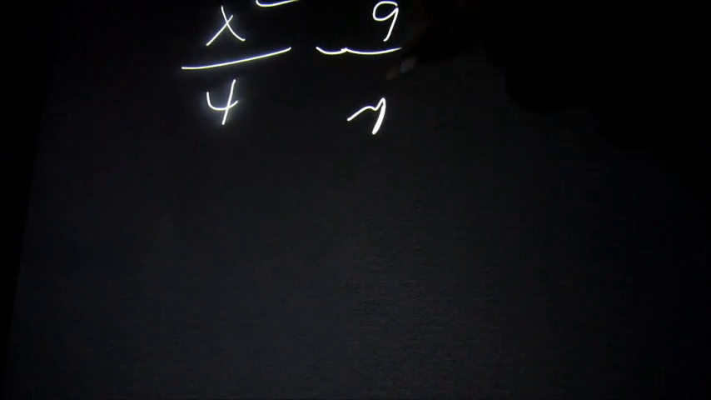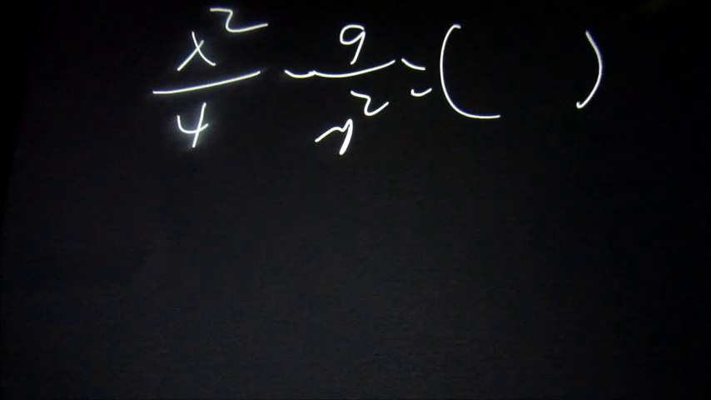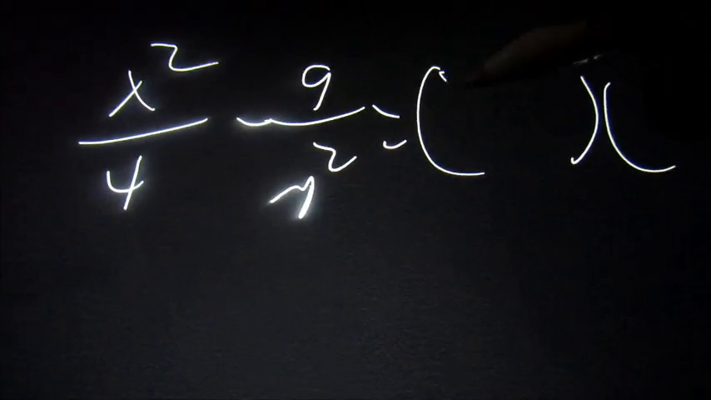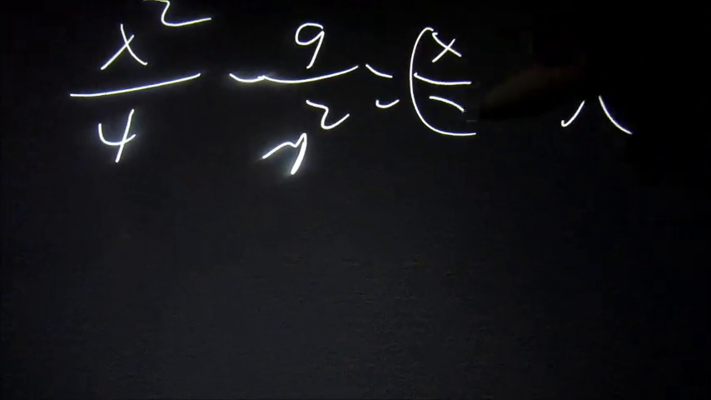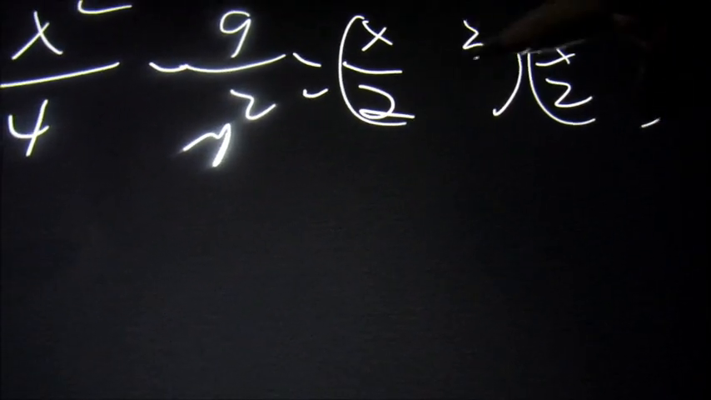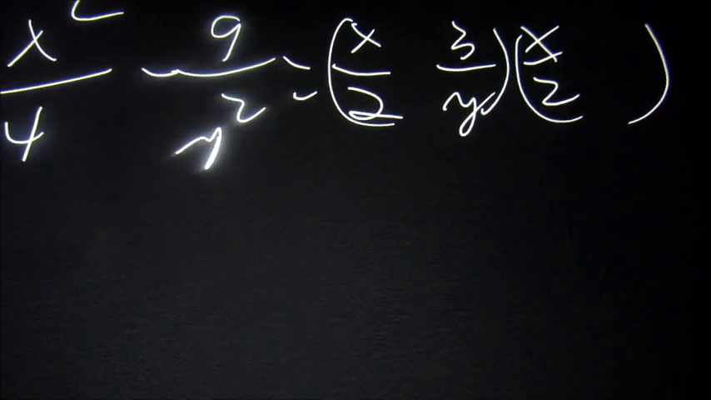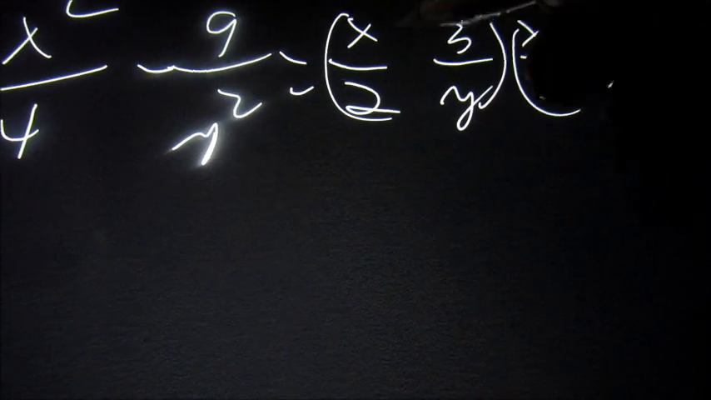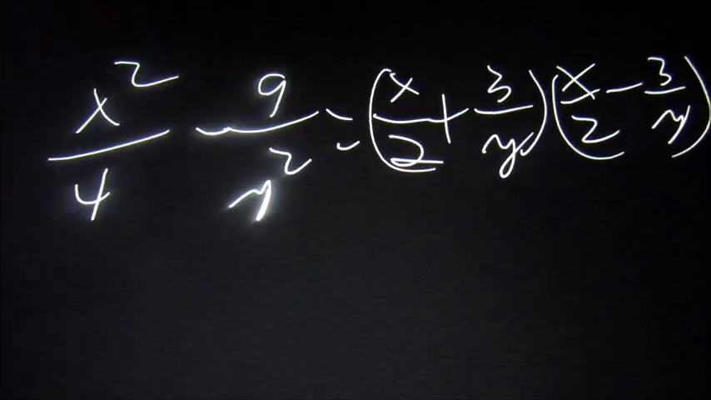We can do this even with ones that are fractions. x squared over 4 minus 9 over y squared. Square root of x squared is x. Square root of 4 is 2. Square root of 9 is 3. Square root of y squared is y. 1 is plus, 1 is minus.